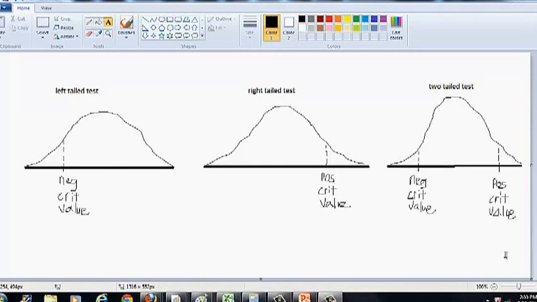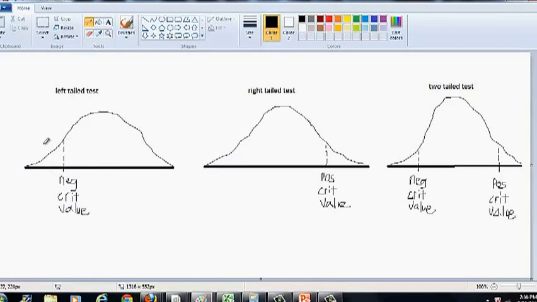I wanted to talk to you about how a p-value works in a left-tailed test, a right-tailed test, and a two-tailed test. I talked about before how the p-value is the percent of possible combinations that have either your test statistic or a more extreme test statistic. I'm going to show you exactly what that means in all these different types of tests.